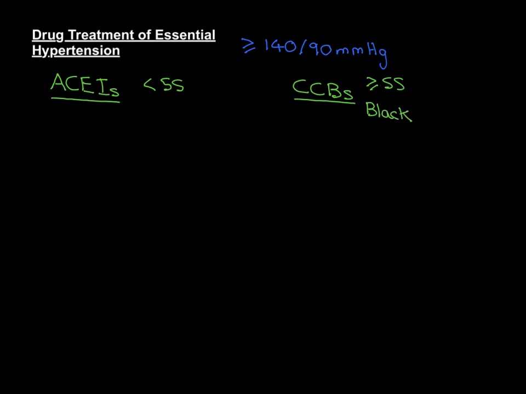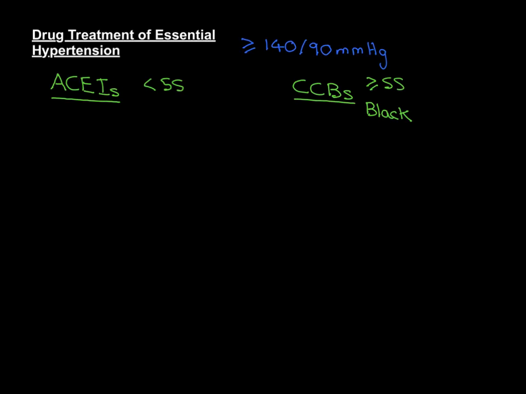And the reason for this is that multiple studies have found that in people who are under 55 and not Afro-Caribbean in race, ACE inhibitors are more effective at bringing down blood pressure in essential hypertension than CCBs, whereas in people who are over 55 or who are Afro-Caribbean race, CCBs are more effective than ACE inhibitors at bringing down essential hypertension. So we have these separate treatment schemes simply because they are more effective in these different categories.